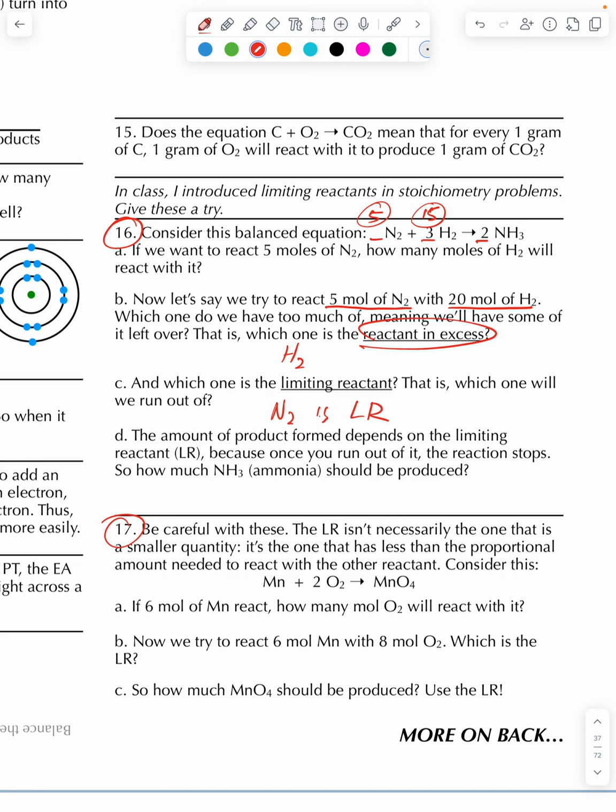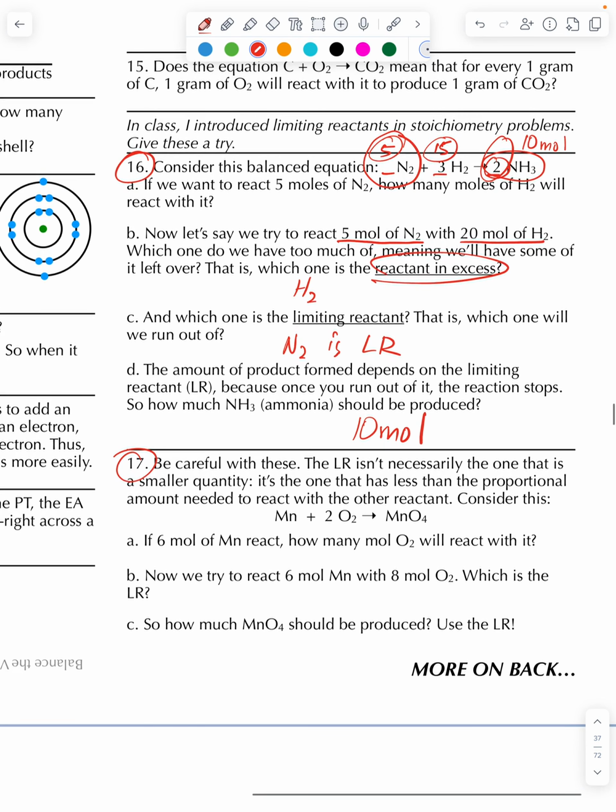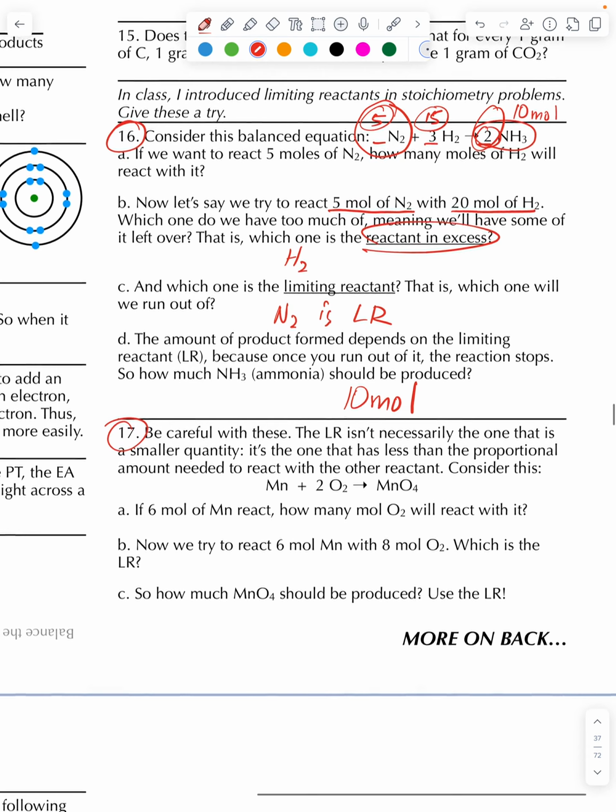Now here's the moral of the story. If I want to know how much ammonia I'm going to form, I use the amount of the limiting reactant. If I'm using 5 nitrogens, and that's the limiting reactant, how many ammonias will I produce? Twice as many. I'll produce 10 moles of ammonia. So the moral of the story is you use the limiting reactant to find out how much product you'll form. Let's try another one.